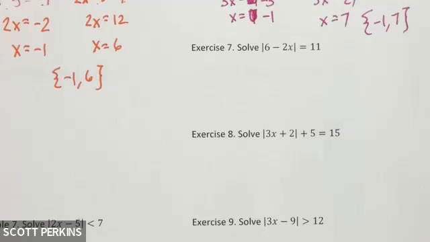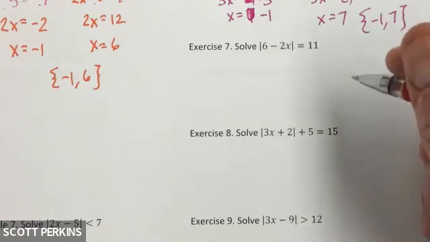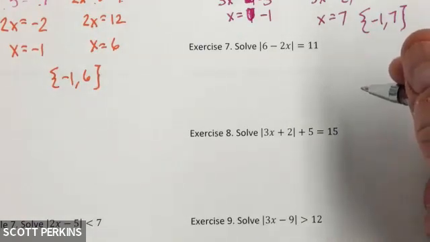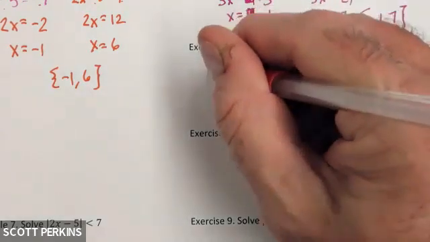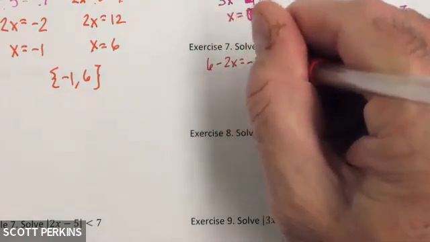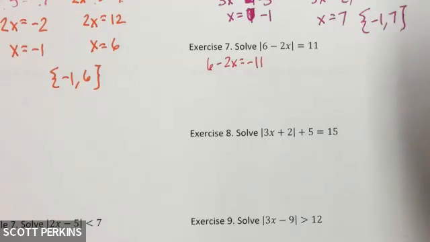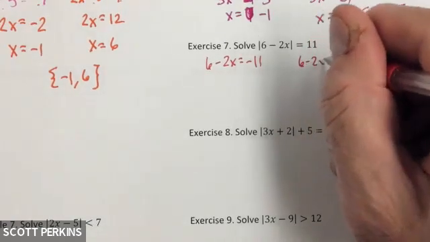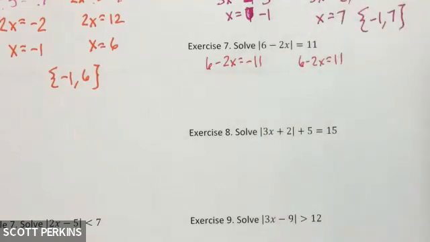Once again, we got 2 equations we are going to solve. What's one of those equations? 6 minus 2x equals negative 11. Fantastic. And the other one is perfection. Okay, so I'm going to see if I can do this without making an arithmetic mistake.